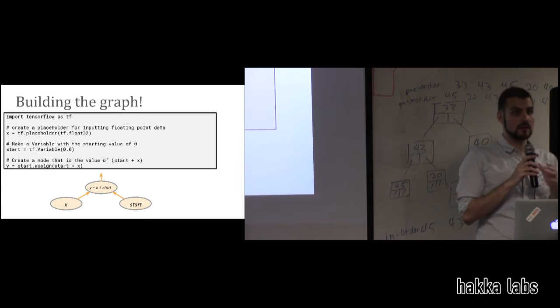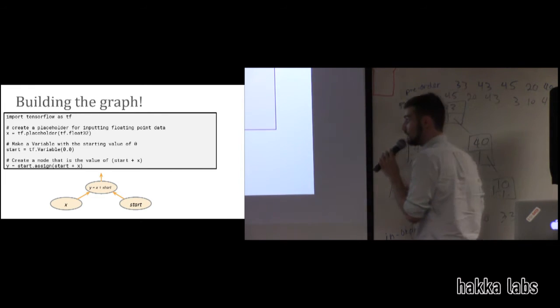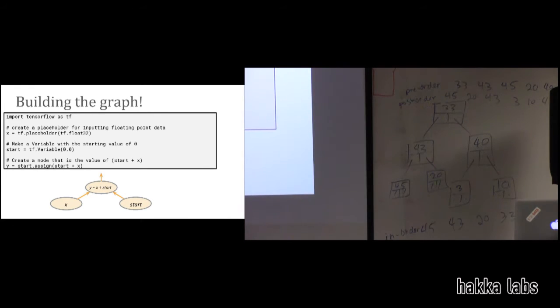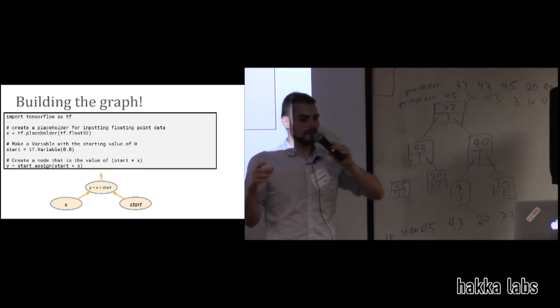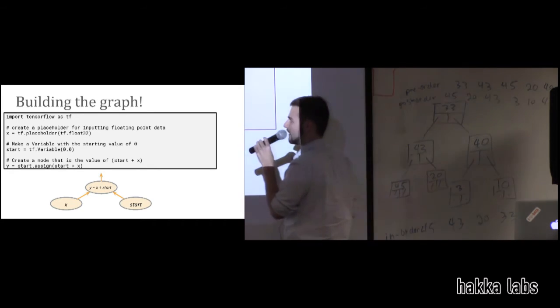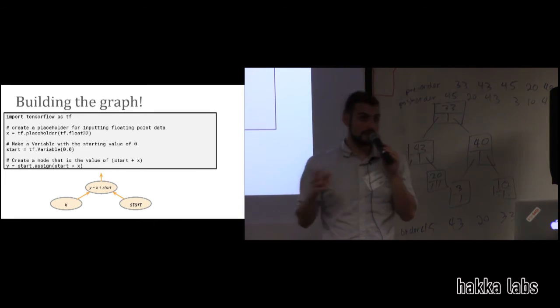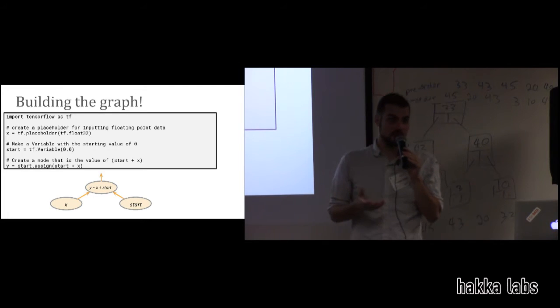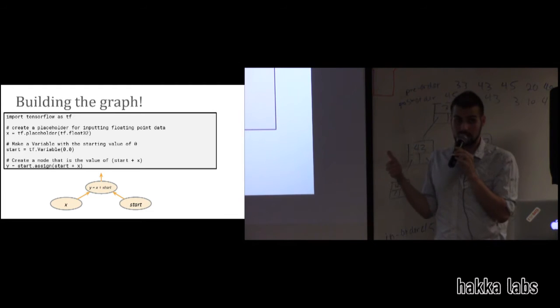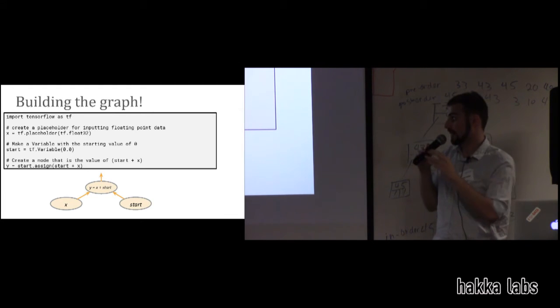Yes, sir. Why is it start.assign? Okay, so this start variable is actually a variable. This is a TensorFlow variable object, right? So it's not a Python variable. It is a variable object which has its own sets of methods. And one of those methods is the assign method, which, even though it's an internal method, is still an operation, if that makes sense, right? Yeah, so that's what it is.